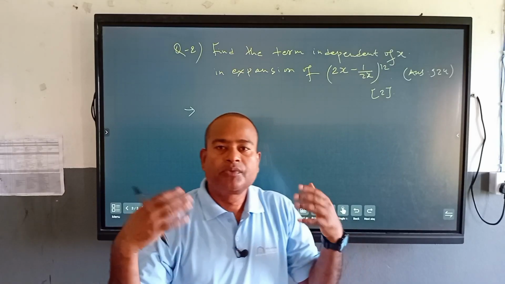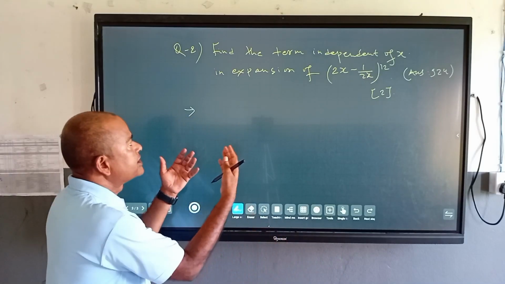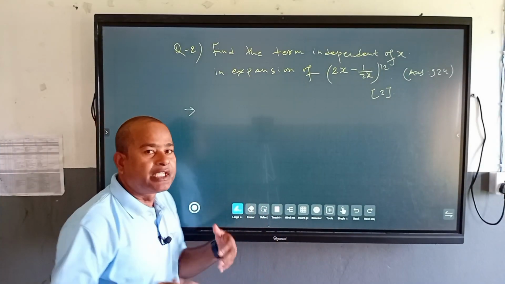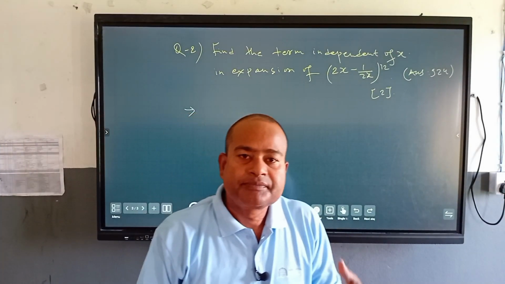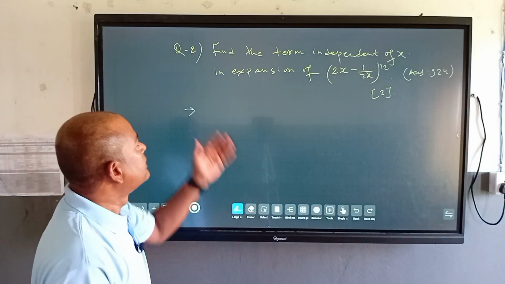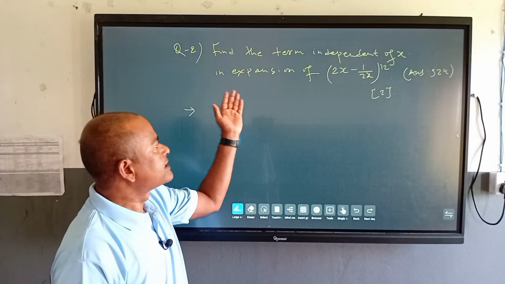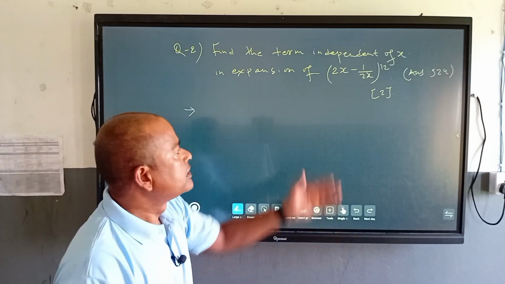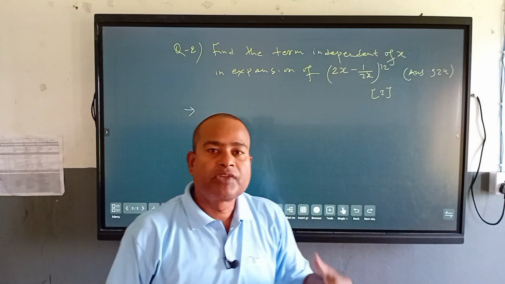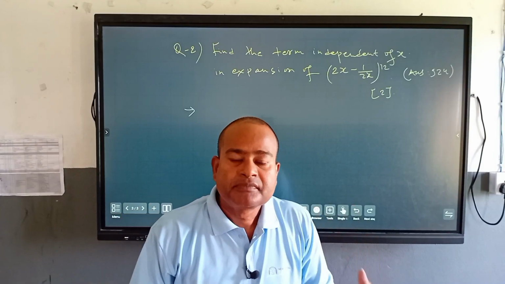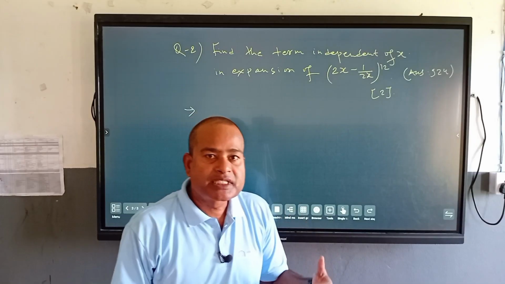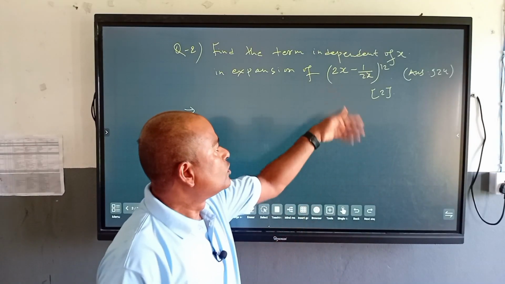Today in this video, we are going to solve one of the most important questions from the chapter of Binomial Theorem, which is frequently asked in the examination. Dear students, the question is: find the term independent of x in the expansion of (2x − 1/(2x))^12. So in this question, we have to find out the term independent of x in the expansion of (2x − 1/(2x))^12.